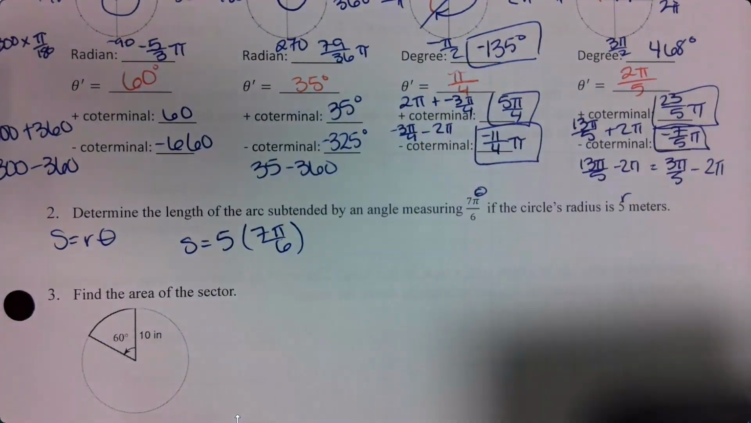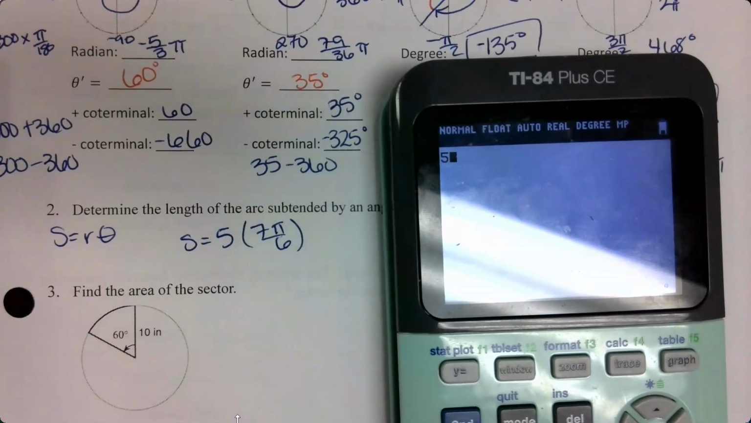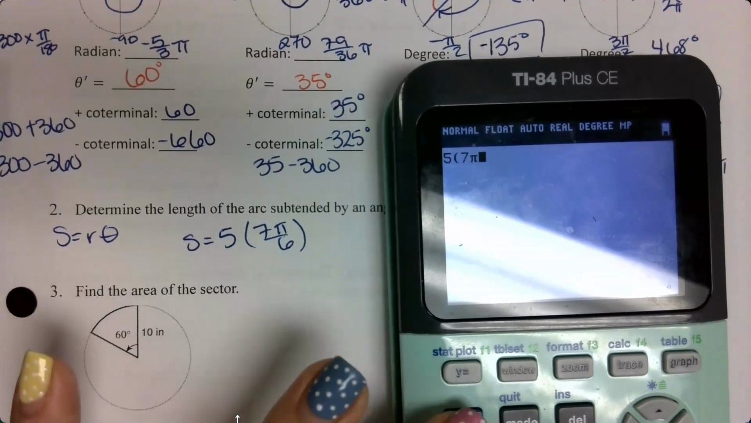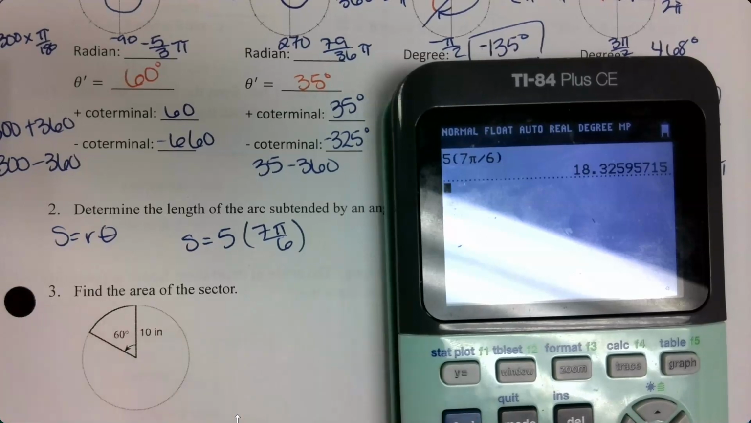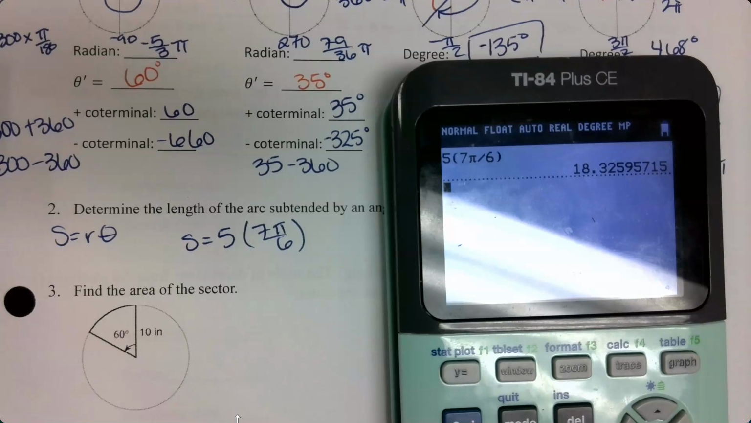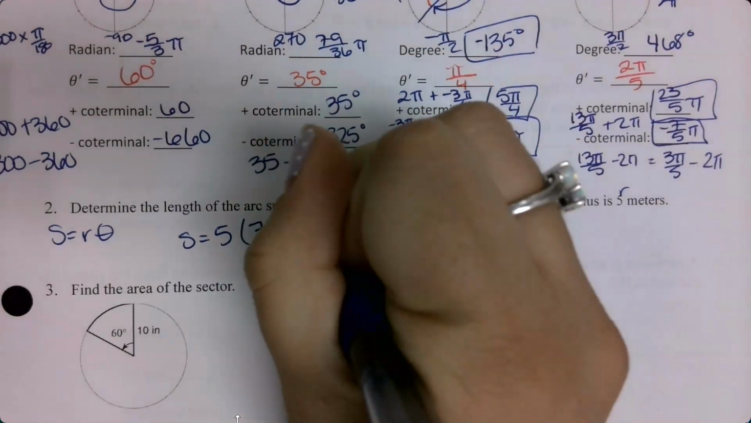Then I just want to go ahead and type this into my calculator. It doesn't tell me what to round to, so I'm going to do the hundredths place, which gets me 18.33.